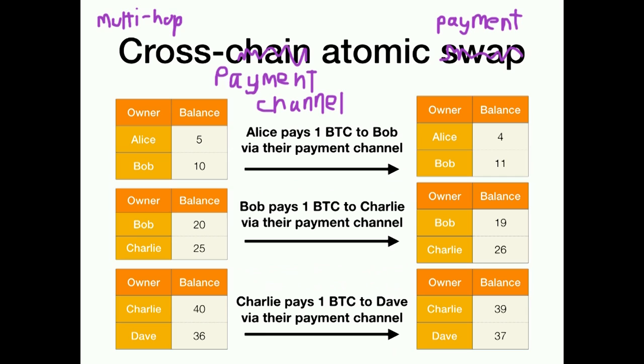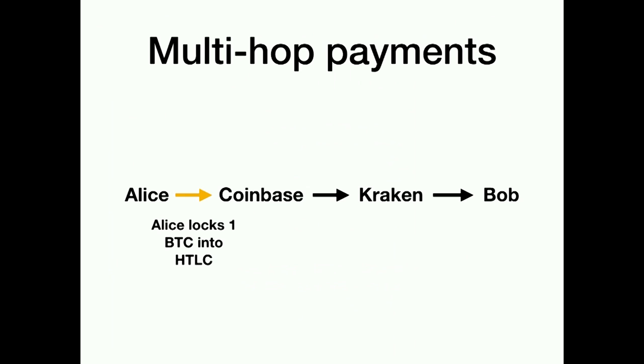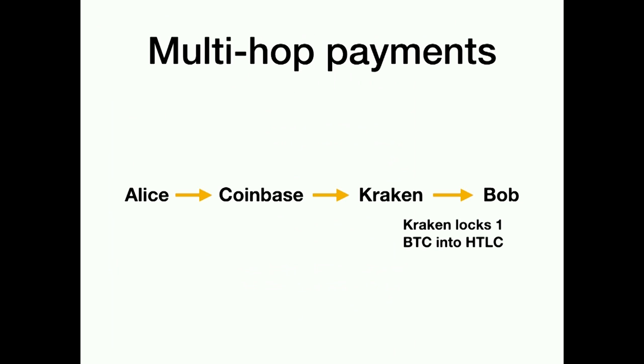These are multi-hop payment channels, where, in this example, Alice is sending a payment to Dave, a one Bitcoin payment, and it is just hopping across a bunch of different payment channels. The way this works with the HTLCs is first, Alice creates an HTLC with Coinbase. Coinbase creates one with Kraken. Kraken creates one with Bob. Alice and Coinbase have a payment channel, and Kraken and Bob have a payment channel. So it's a somewhat realistic example; you can imagine how a payment channel could look in practice.